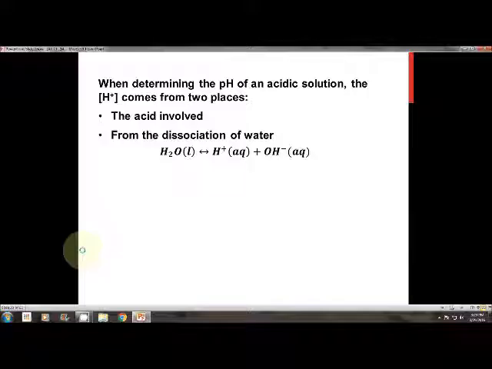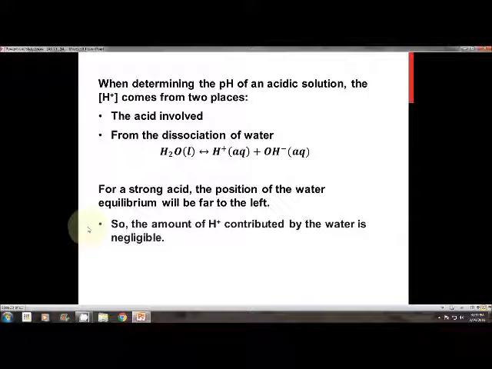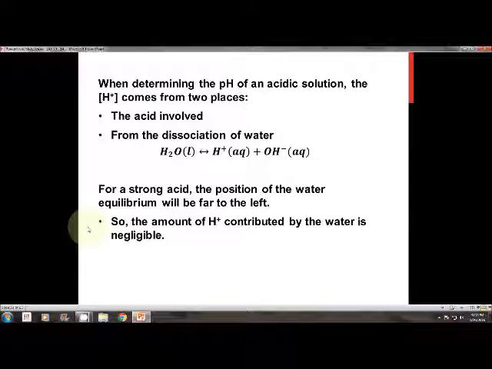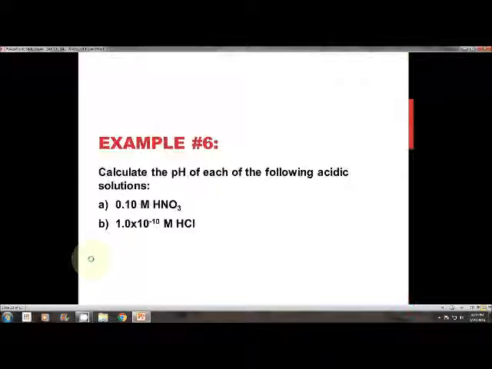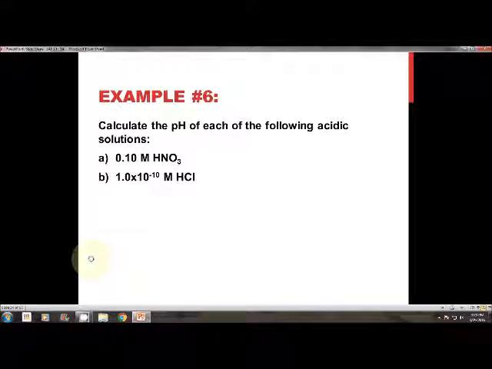So when determining the pH of an acidic solution, the H plus comes from 2 places, the acid involved and the dissociation of water. So you have to see which one's higher, for the water or for the strong acid. For a strong acid, the position of water will be far to the left. So that means that the water won't break up. The acid will break up. So the amount of the H plus contributed by the water is negligible, so you don't need to include it. Okay, so we're still going to be able to do things about the same way.